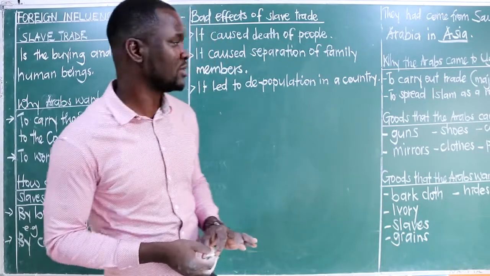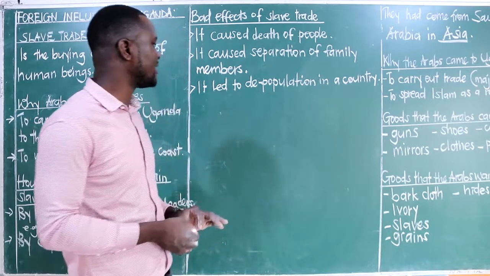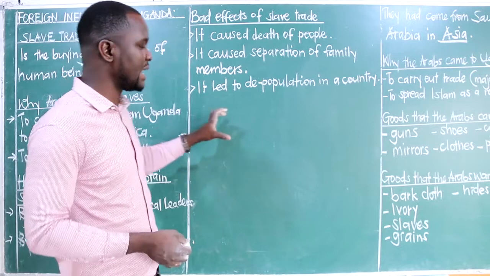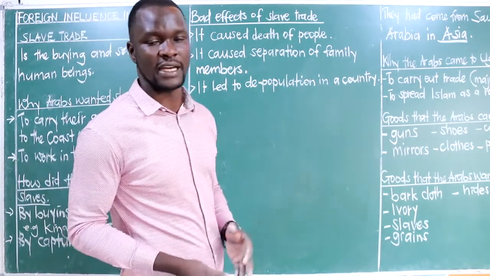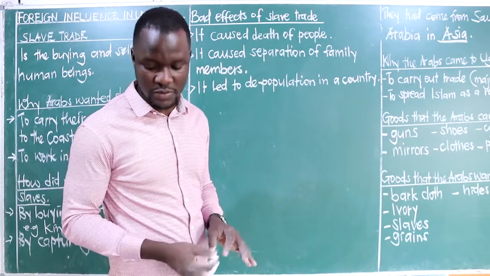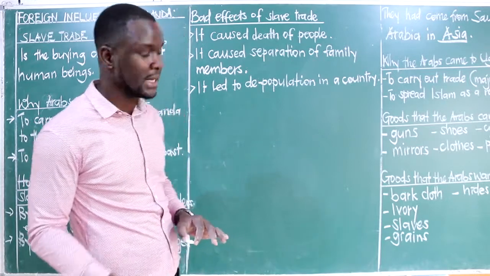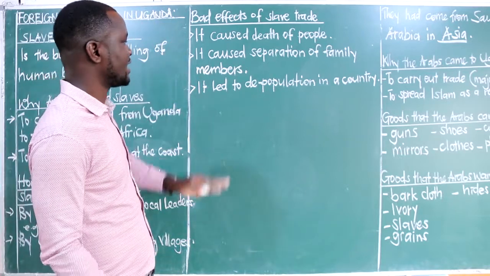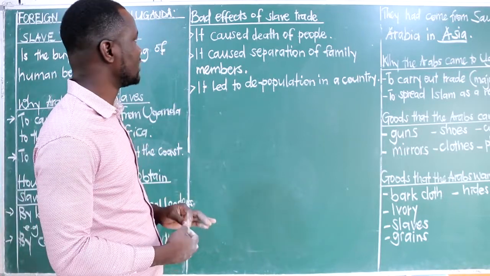They can be asking you such a question: how did slave trade affect agriculture? You will find that strong men were taken out of the country, and therefore the people who were to grow the crops for the country were no longer there. So this was another bad effect of slave trade.